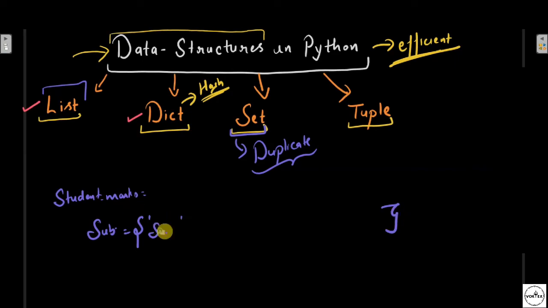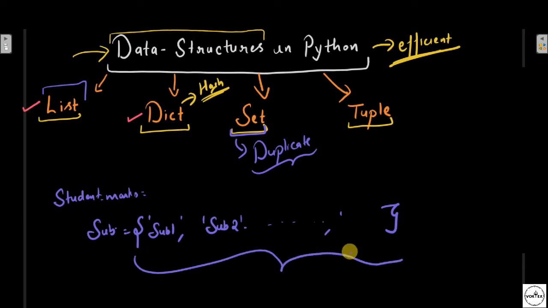So imagine I have subject 1, subject 2, and so on and so forth. The moment I have any repeated subject over here and I call a set on top of that, we can easily get rid of it. That's where you can think of using a set. It means I have to store the unique subjects, and that's where you can think of utilizing a set.